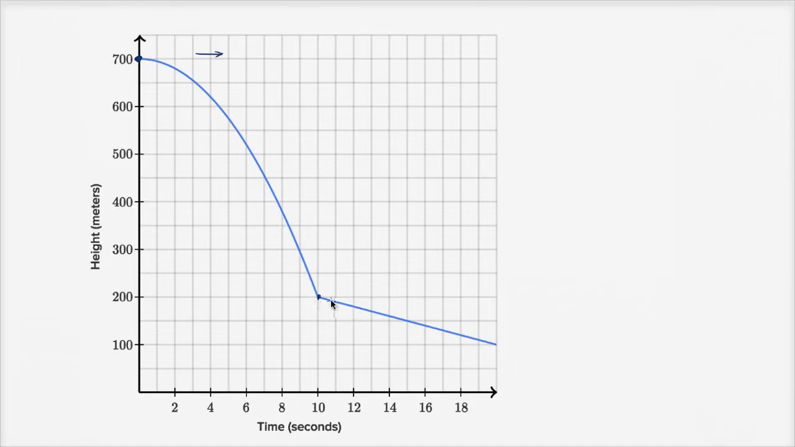Or you could say her height is changing at a less negative rate. It's quite a negative rate right over here. It seems a fairly negative rate, but then it becomes a less negative rate right over here. It makes sense that this is when she deploys the parachute. So after 10 seconds, she deploys the parachute. She jumps at 0 seconds, and at 10 seconds, she deploys the parachute.